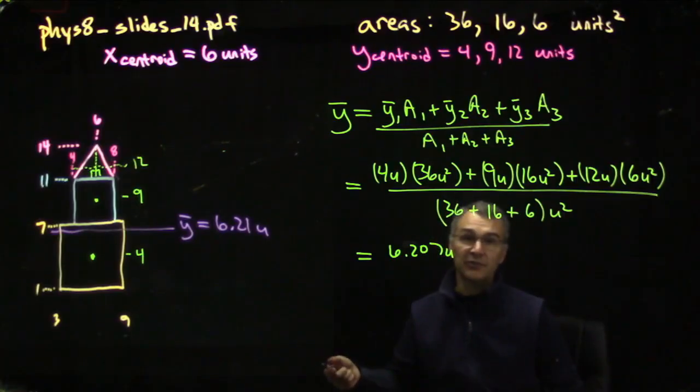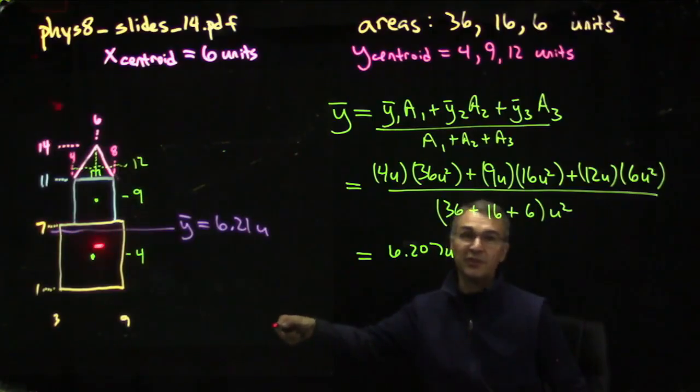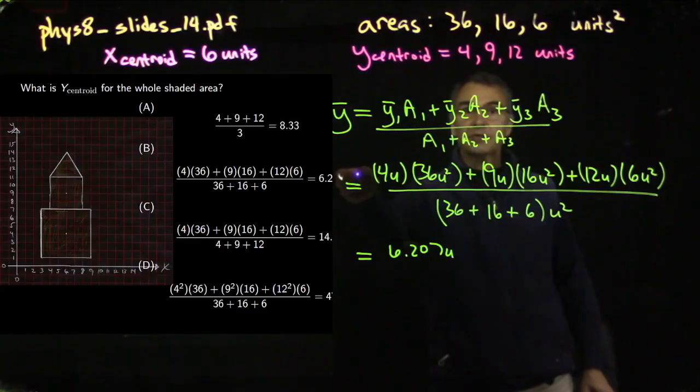The median is just easier to estimate in your head. So it works out that the average is a little bit above 6 units, though interestingly the median is a little below 6 units in this case. So the vertical centroid is 6.21 units. So I like answer B here, bravo, 6.21.